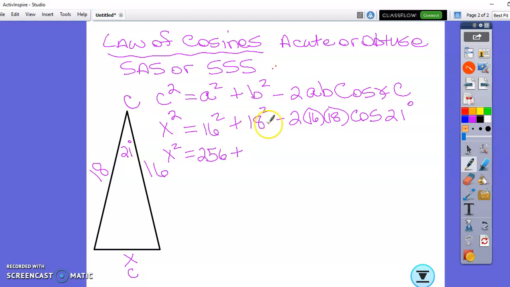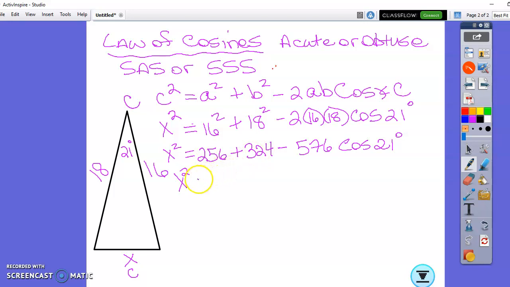256 plus 18 squared, everybody? Okay, 324. You're so right on top of this. And then this one, we need our calculators for sure. 16 times 18 times 2. That's 576. 576 times the cosine of a 21-degree angle. Now you might start saying to yourself, okay, order of operations here. What am I going to do first? Okay, so let's do it in the order of operations.